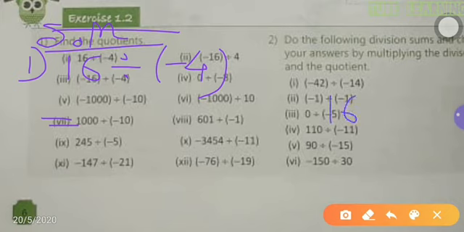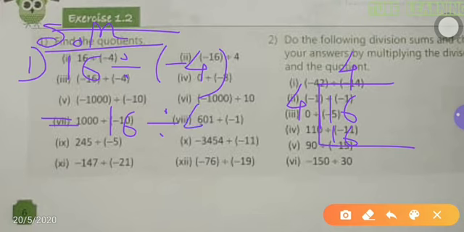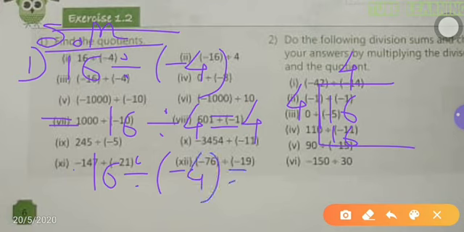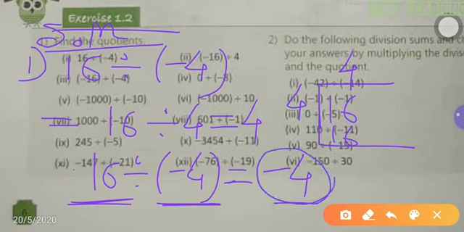16 divided by 4. 4 4s are 16. So 16 divided by 4 equals 4. That's why 16 divided by -4 equals what? -4, because 16 is a positive integer and -4 is a negative integer. One is positive, one is negative, so our quotient is negative. 16 divided by -4 equals -4.